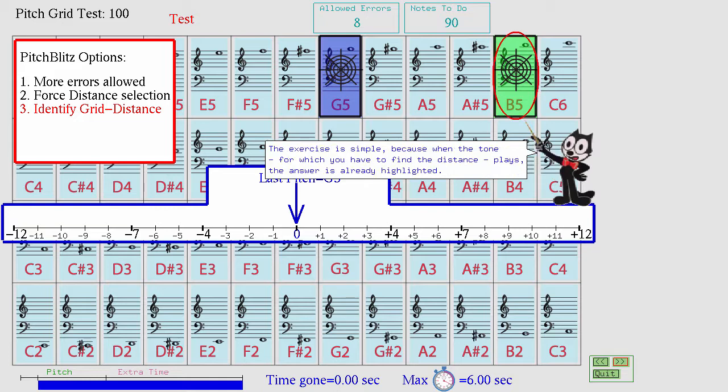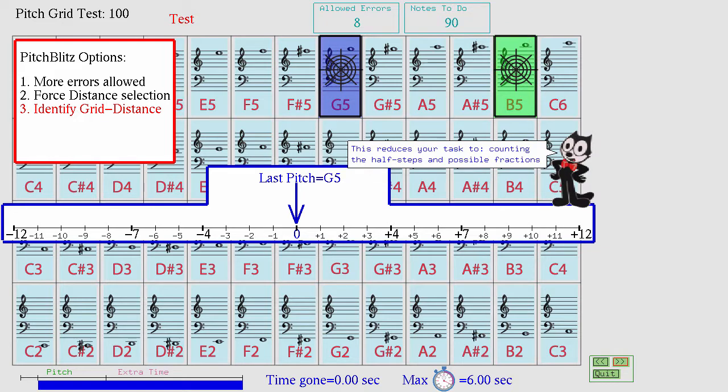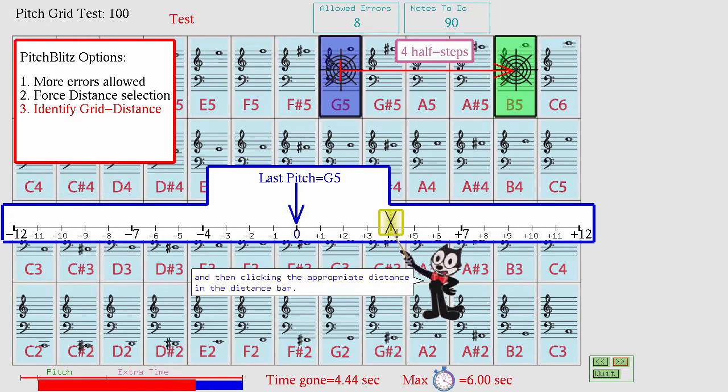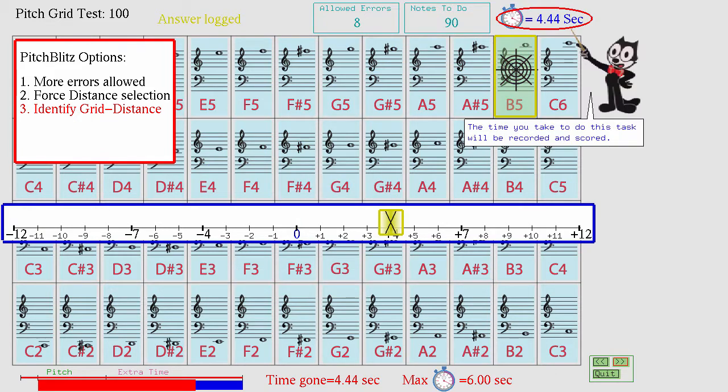The exercise is simple, because when the tone, for which you have to find the distance, plays, the answer is already highlighted. This reduces your task to counting the half steps in possible fractions, from the reference tone to the played tone, and then clicking the appropriate distance in the distance bar. The time you take to do this task will be recorded and scored. Thus, you will improve your grid distance reading speed.